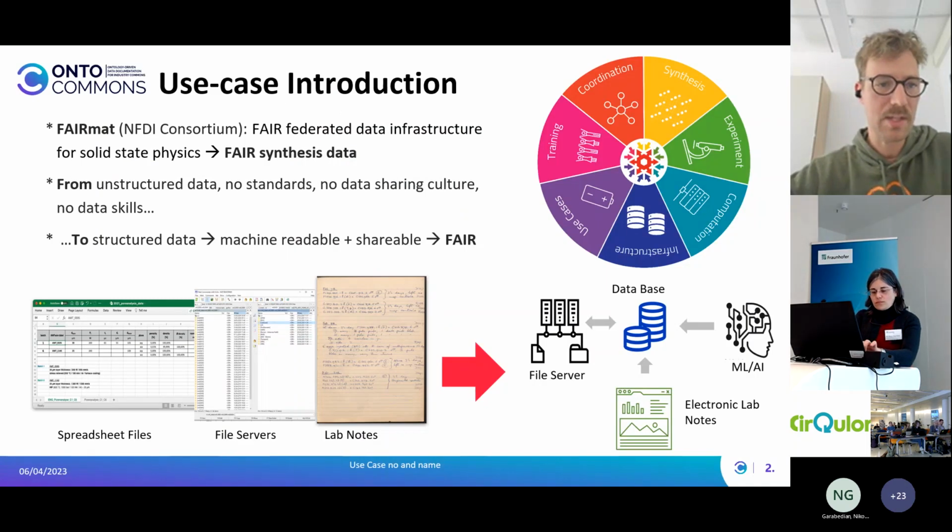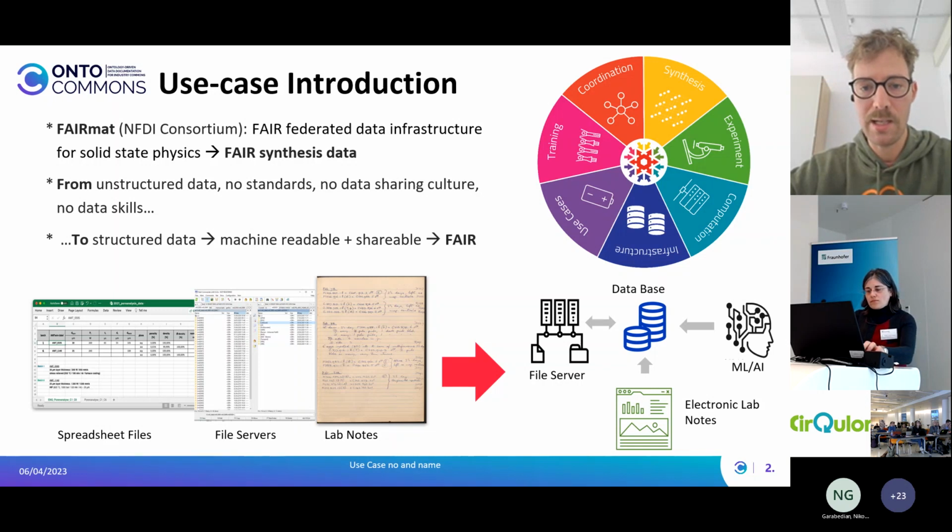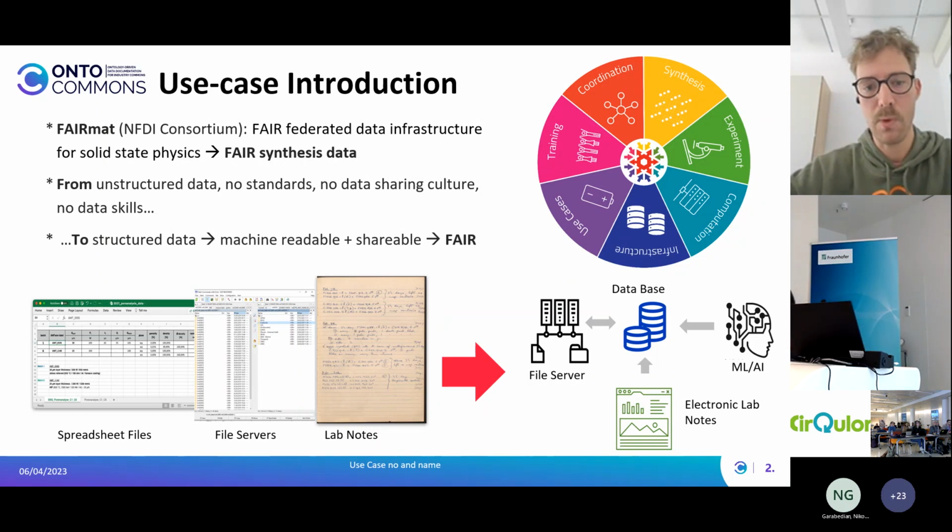As I said, I'm from FAIRmat, a consortium of the Nationale Forschungsdateninfrastruktur, a national research data infrastructure in Germany. Our goal is to provide a FAIR federated data infrastructure for solid state physics and materials science. Here you see an overview of our project. We deal with different areas: synthesis, where I'm from, experimental data, and computational data. Then we have an infrastructure area which builds the tools that we need in our areas. And then we have use cases to really showcase how useful our work is. One section is about training and coordination.